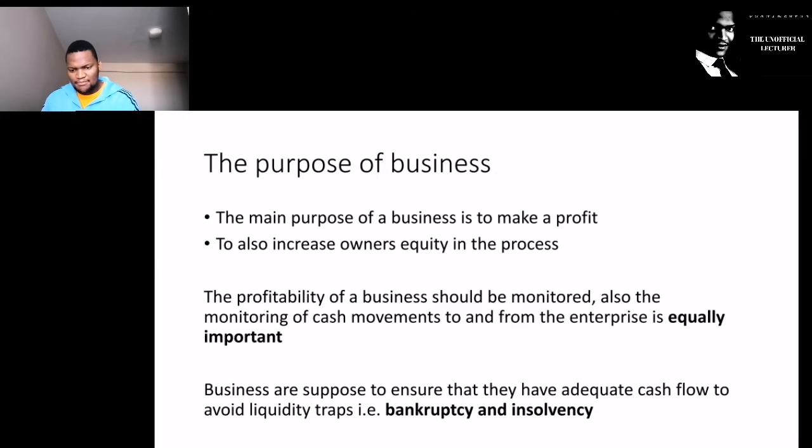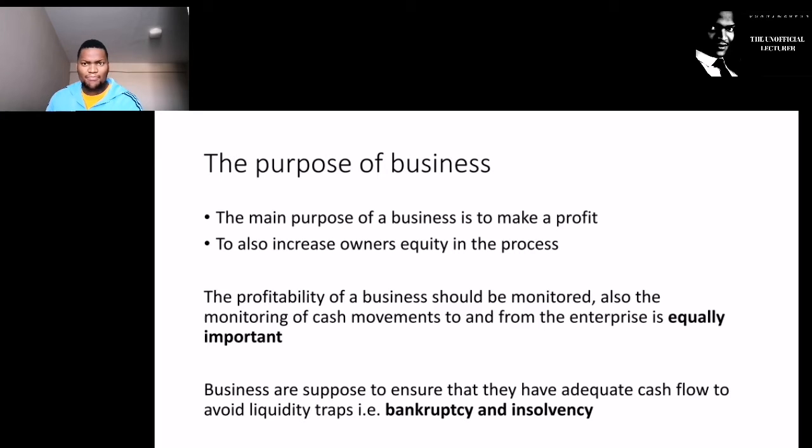So we also say that businesses are supposed to ensure that they have adequate cash flow to avoid liquidity traps, bankruptcy, and insolvency. Like I was saying, if you don't have enough cash in your business, next time you're also going to struggle to pay the people that you owe as a business.